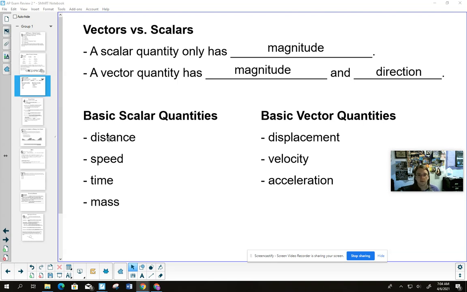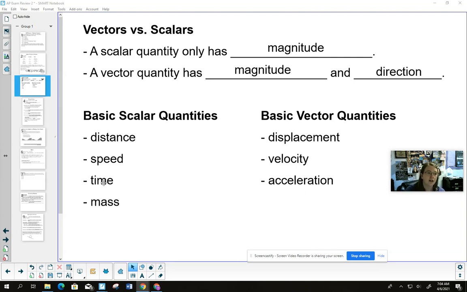Or I walked 10 miles. I could have walked 10 miles in a circle and you've got no idea. Displacement, though, would be like, I'm 5 miles east from here, right? Because it has a direction. It tells us where we're going. Same thing with speed. I'm going 5 miles an hour. That's speed. I'm going 5 miles an hour to the left. That's velocity, right? Or at an angle of 30 degrees.